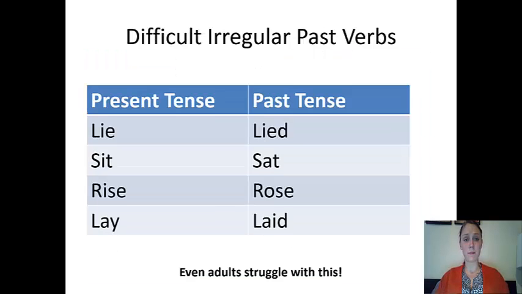Here are some other difficult past tense verbs that I want to show you because even adults I know have a hard time with these ones. Lie becomes lied. Today I lie, yesterday I lied. Sit becomes sat. Rise becomes rose. Lay becomes laid. I lay on the couch, I laid on the couch.